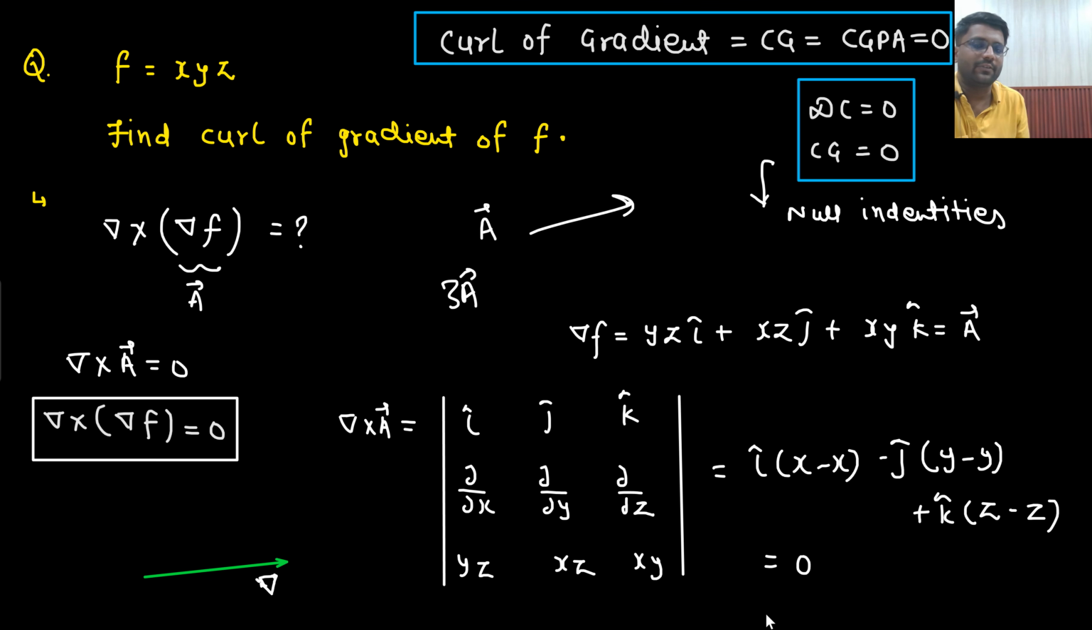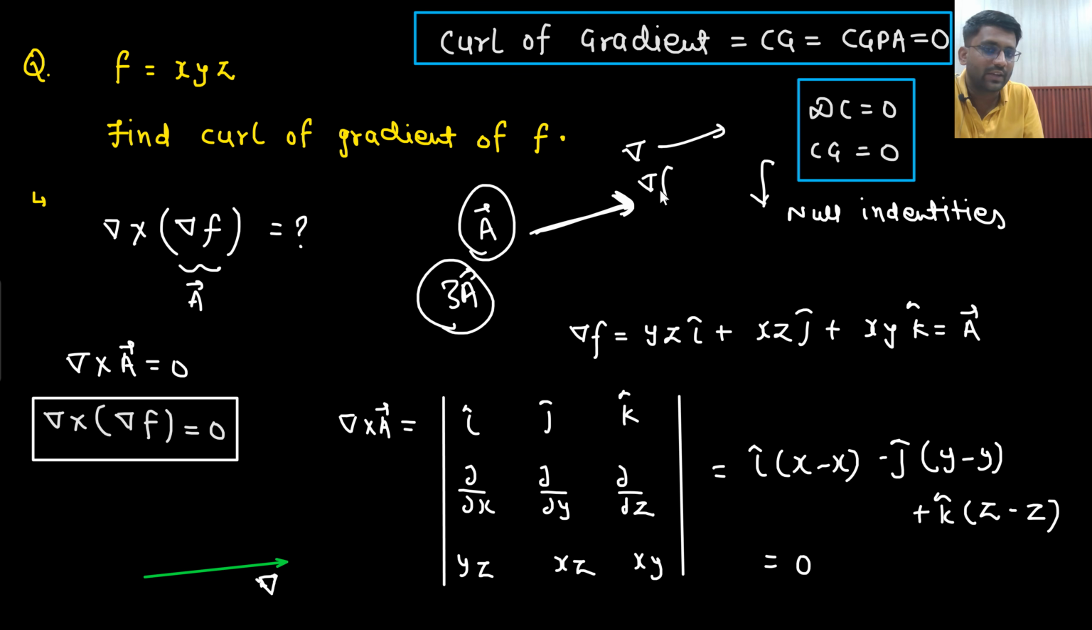So you are calculating del f. What will be the direction of del f? That will be the same as the direction of del only, no? What will be the direction of A vector? This is the direction of A vector. What will be the direction of 3A vector? That will be the same only. Similarly, what is the direction of del vector? That is this. So what will be the direction of del f? That will be the same only. So direction of del and direction of del f will be same.